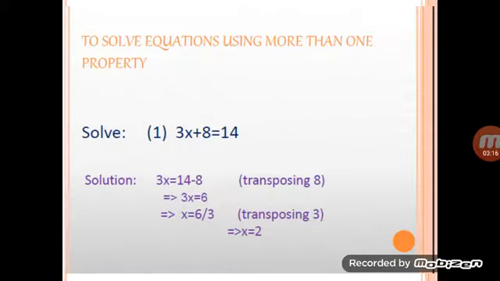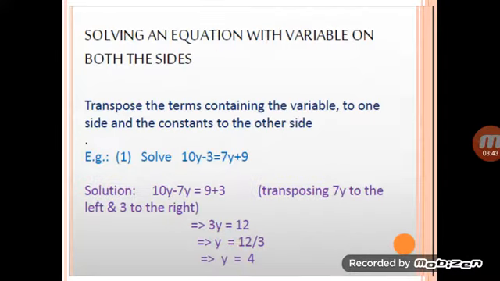To solve equations using more than one property, we have learned the 4 properties of how to solve, and you can see that some examples use mixed properties. 3x plus 8 equal to 14 means we have to subtract 8 from both sides and then divide the result by 3. When we move the 8 to the other side, 3x is equal to 6, and when we separate x from the coefficient 3, 6 by 3 equals 2.